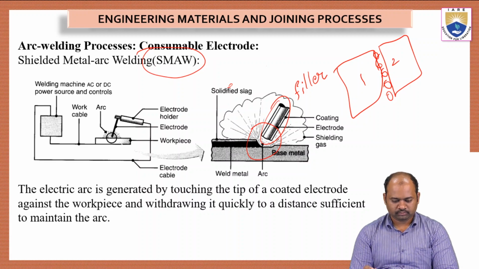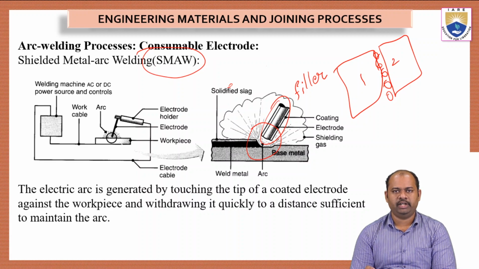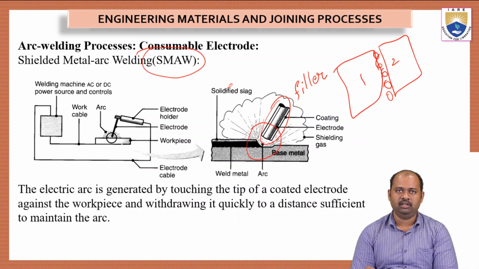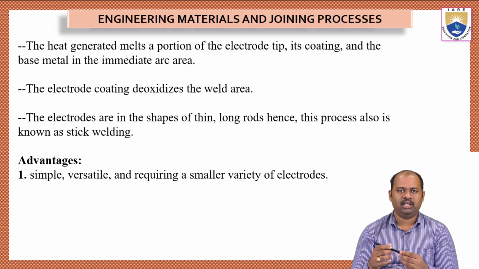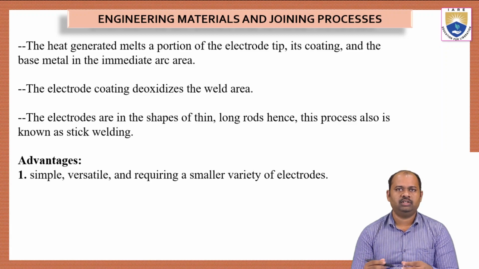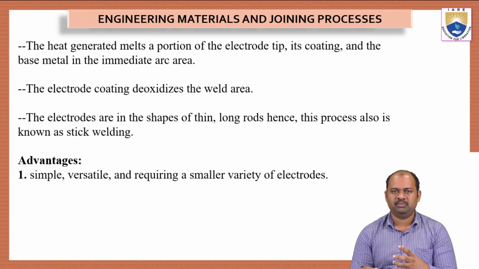So see this. This is how the electric arc welding of consumable type will be done. And then the heat generated melts a portion of the electrode tip and its coating. So whatever electrode we are using in this process, it is coated with some kind of coating which is made up of metal. So this will melt and it will form a layer on the base plates. And then the electrode's coating deoxidizes the welding area also. So whatever coating is present on the electrode, it will deoxidize the area of the weld.